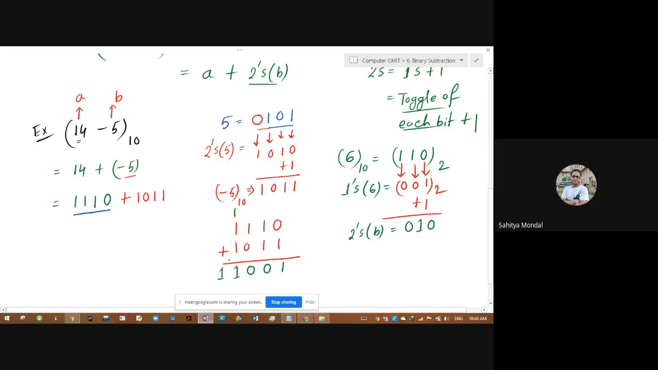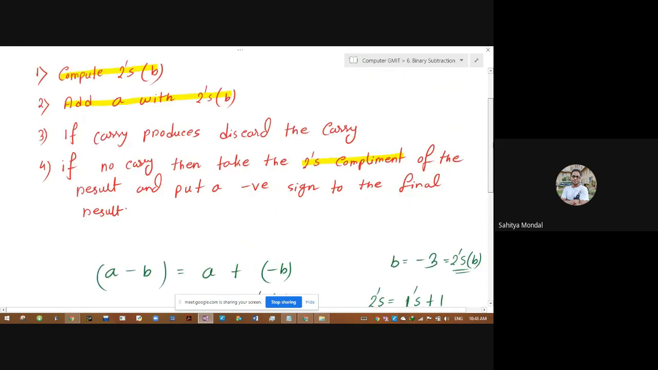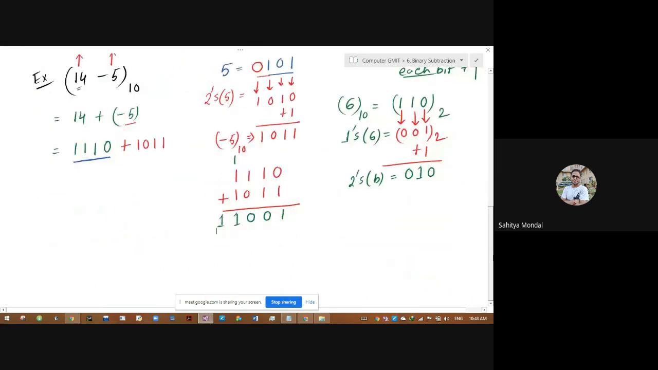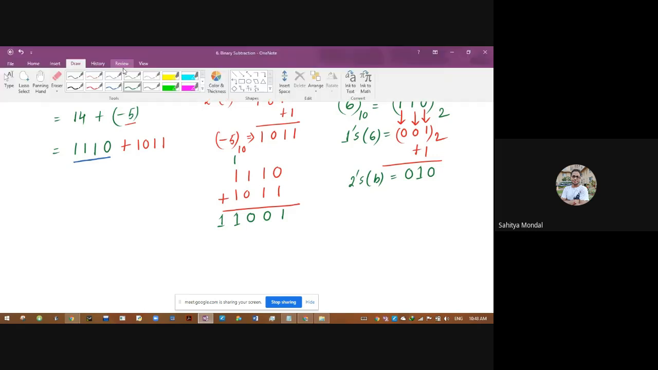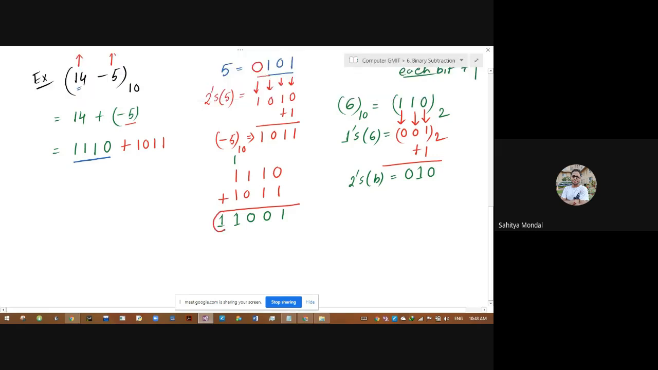But what the algorithm says is, in case a carry is produced, we have to discard the carry. Here a carry is produced, we can clearly see that the carry is there. So the carry will be discarded, and that will be our final result. So what I get is 1, 0, 0, 1. If I convert it to the equivalent decimal, I get 9. So 14 minus 5 also gives you 9. In this way, you can verify your result after doing the mathematics in binary.